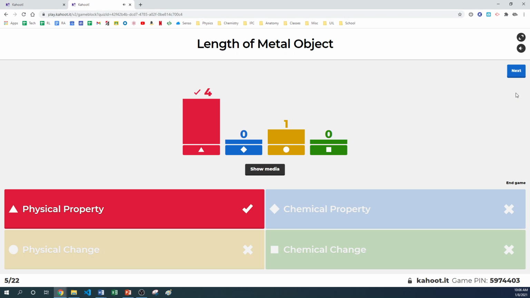Length of a metal object. Now, if it said shrinking or cutting a metal object or changing the length, it would be a change, but it just says the length. So it's a property and it's physical.